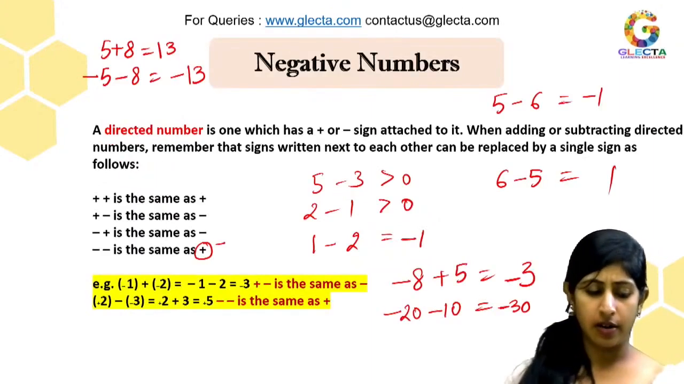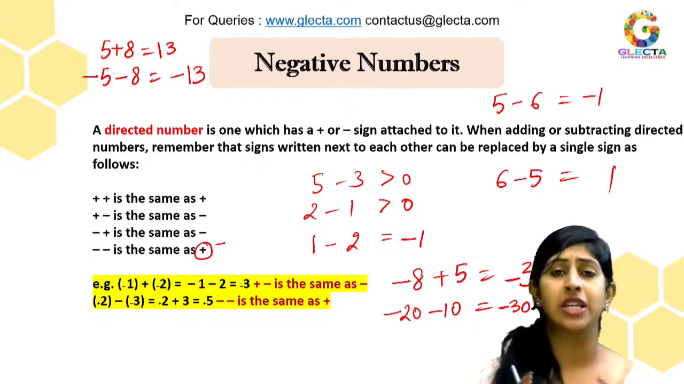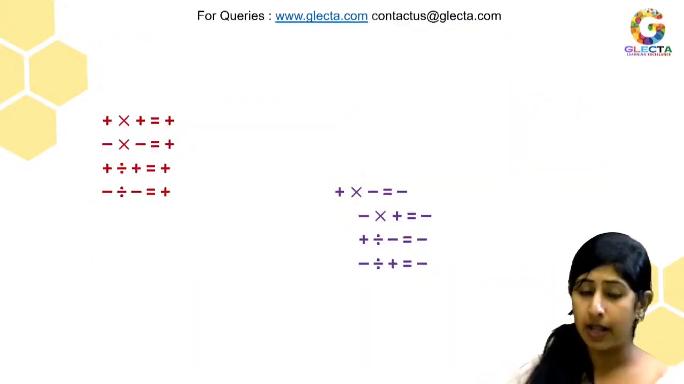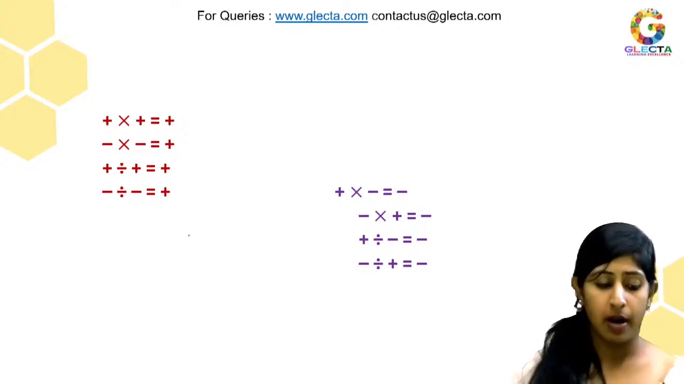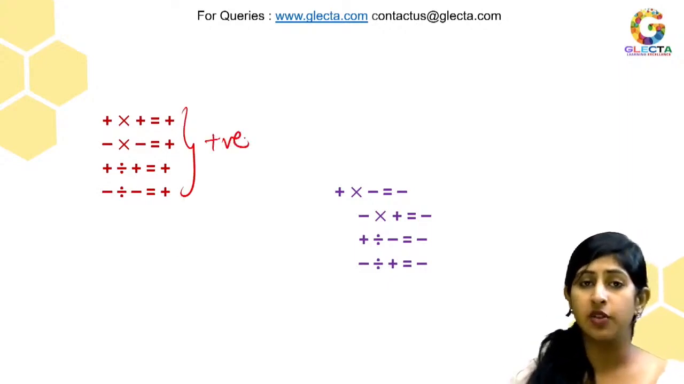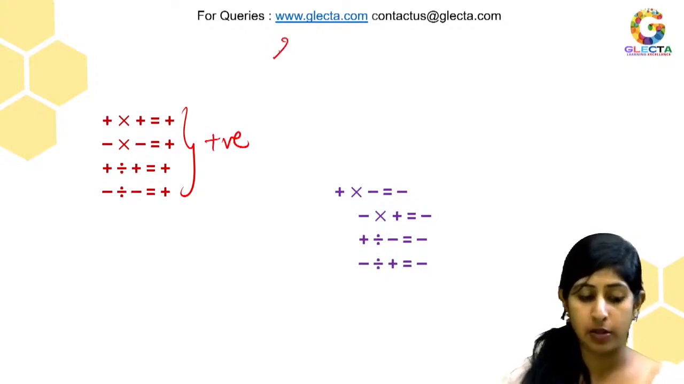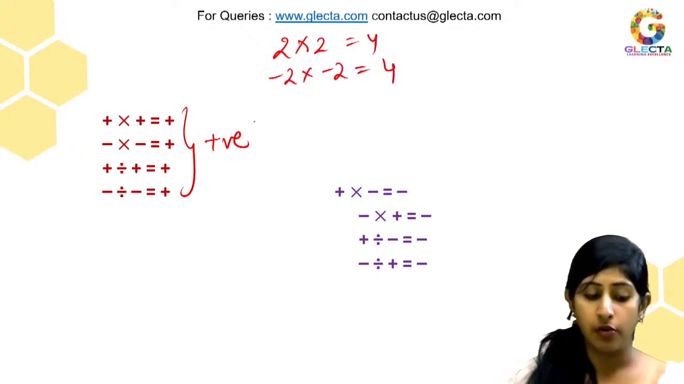Now in our concept, when the signs were same, that is both positive or both negative, we were actually adding. Similarly in multiplication, when my signs are same, when both of them are positive or both of them are negative, then my answer is always going to be positive. For example, 2 into 2 is 4. Minus 2 into minus 2 is also 4, right?